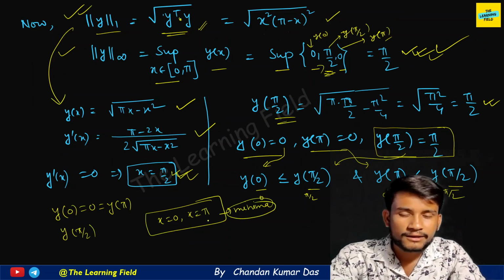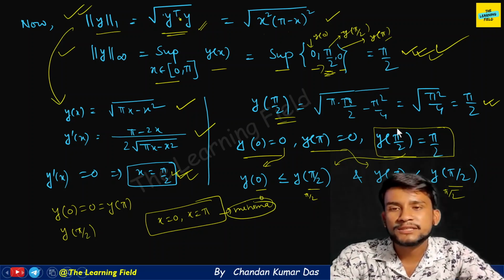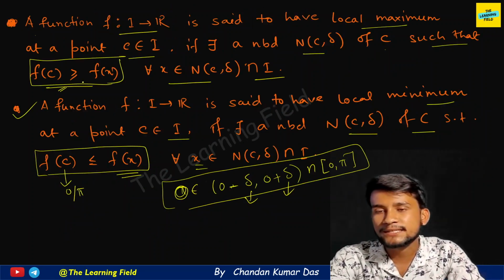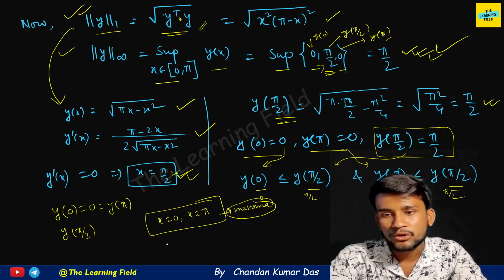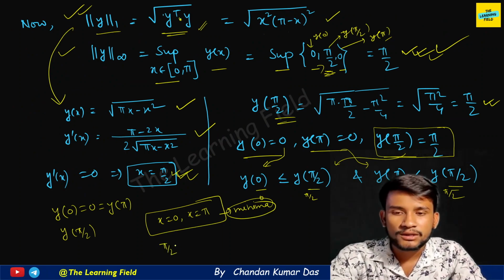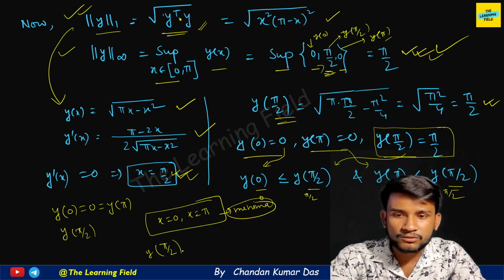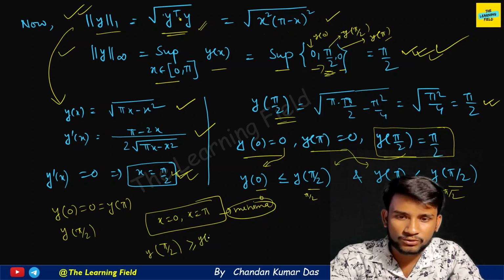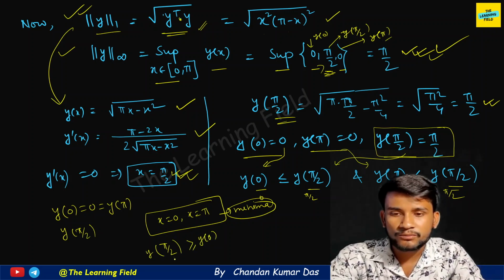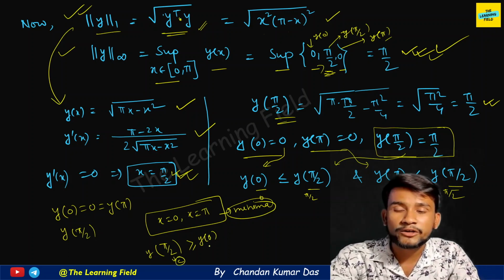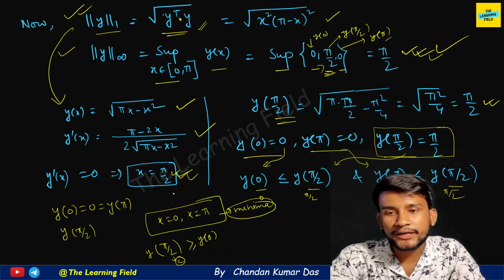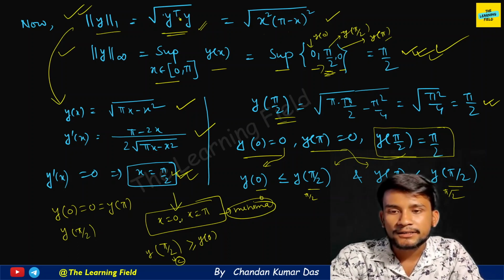Okay, from the definition. Similarly, if we see the converse inequality, that is f(c) is greater or equal to f(x), we say for the point pi by 2, since y pi by 2 is greater or equal to y0, therefore for this point choosing c, we can say that this pi by 2 is a point of local maxima. So the minima points are 0 and pi, and the maxima point is pi by 2.